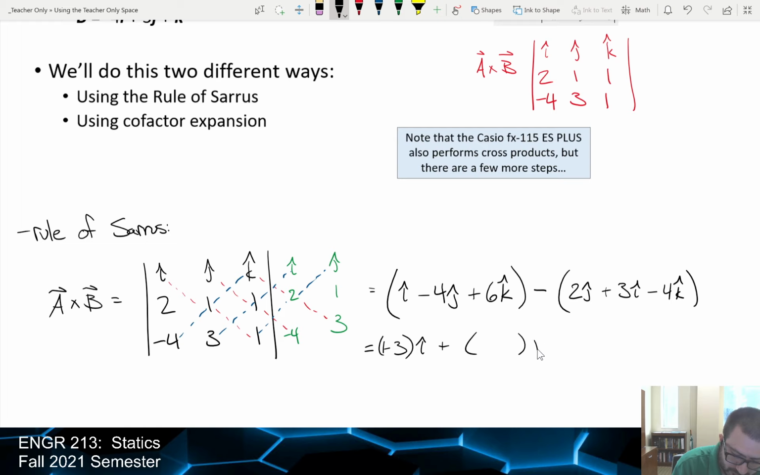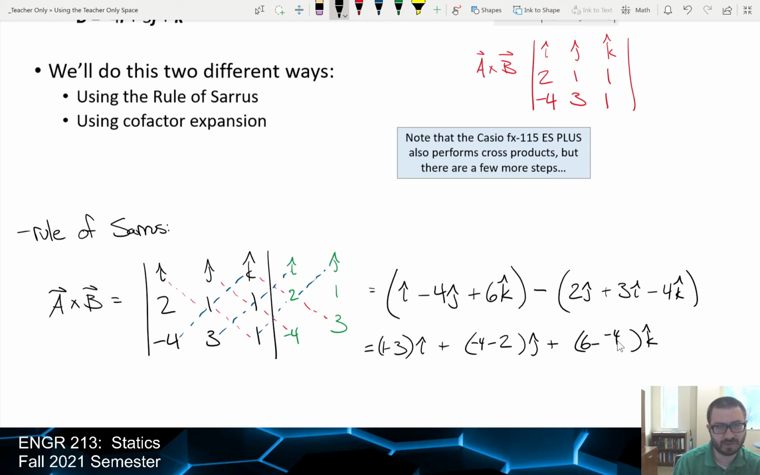For j, what do we have? We have negative 4 minus 2, okay? And then for k, what we get is 6 minus negative 4. So you've got to be really careful about the signs here.